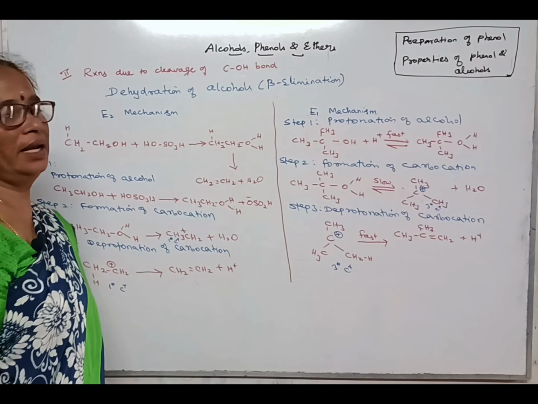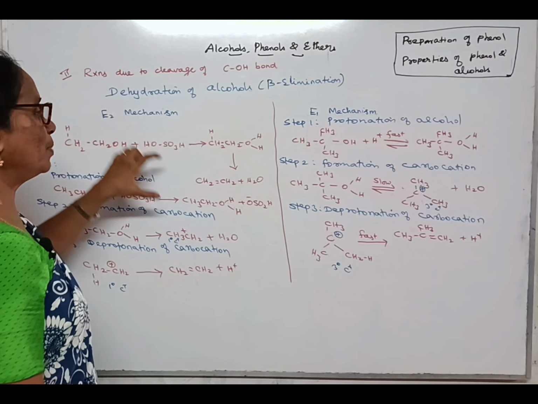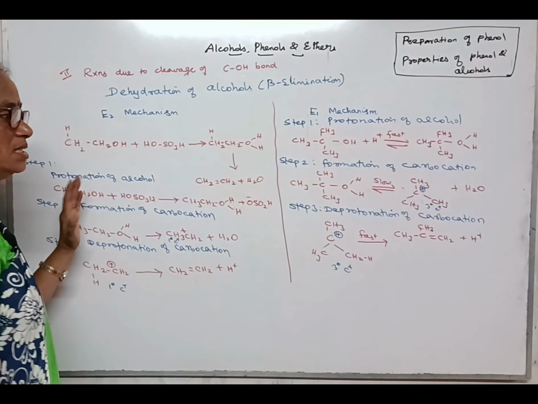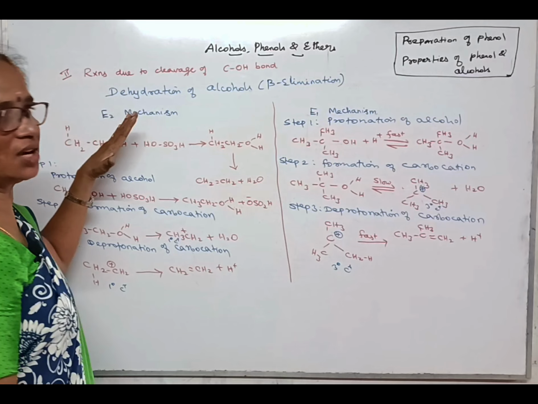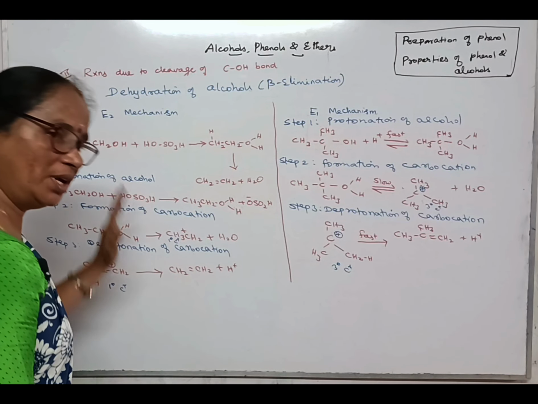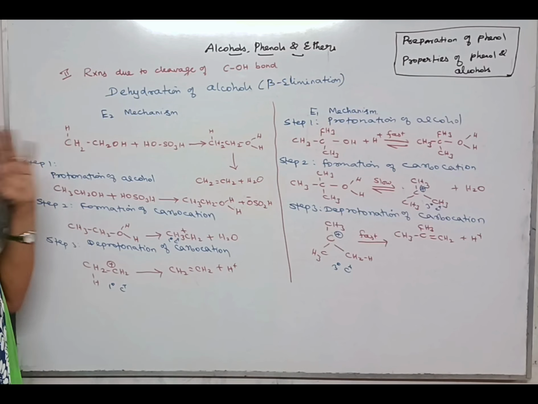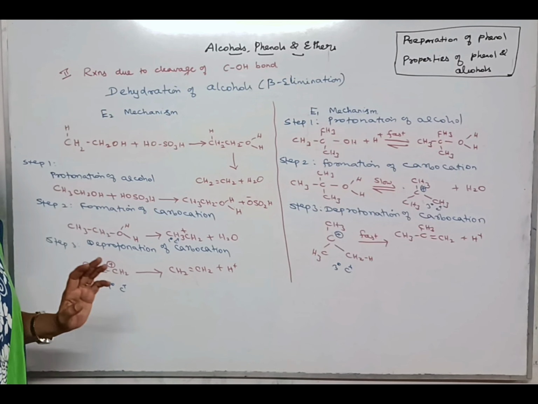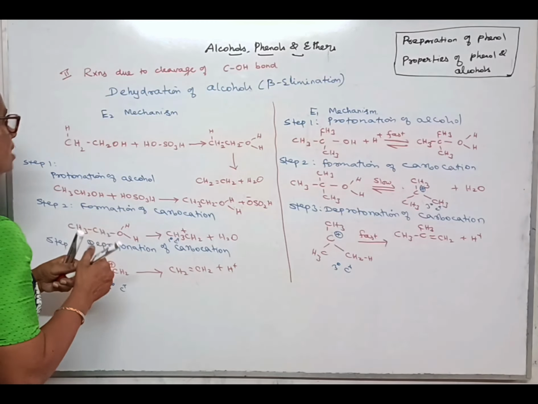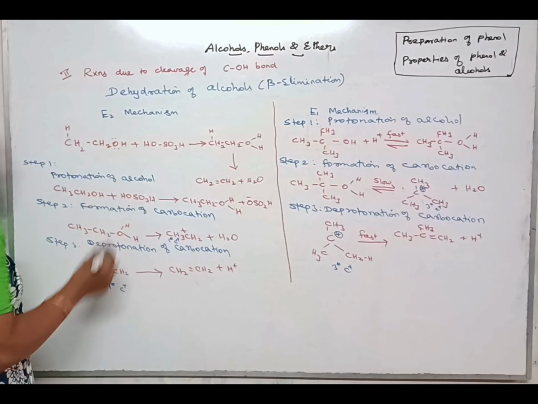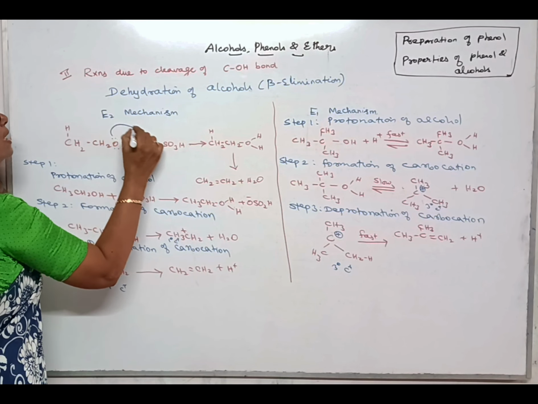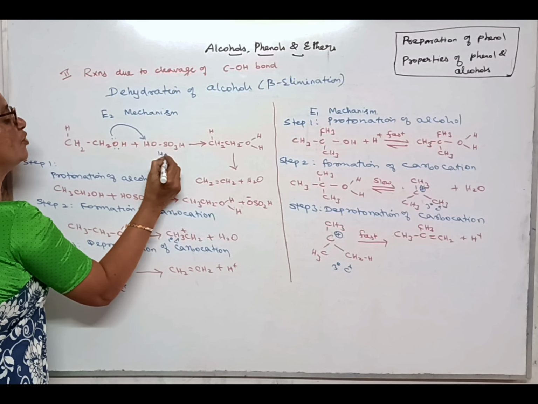Mechanism of dehydration of alcohol. We can explain the mechanism for primary alcohol as well as tertiary alcohol. The mechanism is important. Just like hydration of alkene, for dehydration of alcohol also, we have to learn the mechanism. See, the primary alcohol follows the E2 mechanism, which proceeds in a single step. The first step is the formation of protonated alcohol. The OH of the alcohol has two lone pairs of electrons, so it abstracts the proton from sulfuric acid.